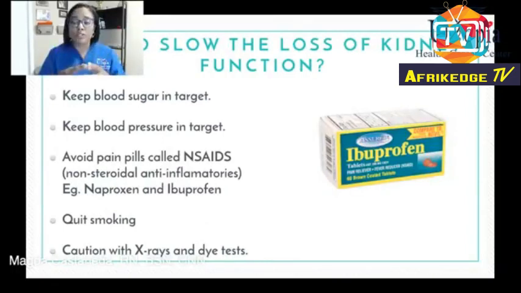Keep your blood pressure in target. So if you have been told that you have chronic kidney disease, you really have to manage your blood pressure. Okay, with higher blood pressures, you can damage the vessels that go to your kidney, and you're just going to progress the disease. Avoid pain pills called NSAIDs. Those are the non-steroidal anti-inflammatories, and these are going to be, for example, naproxen and ibuprofen.